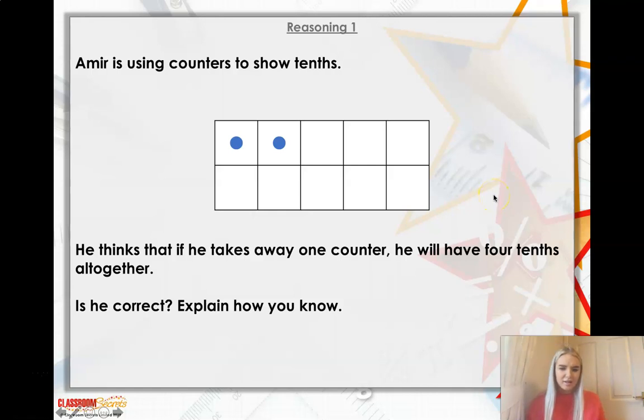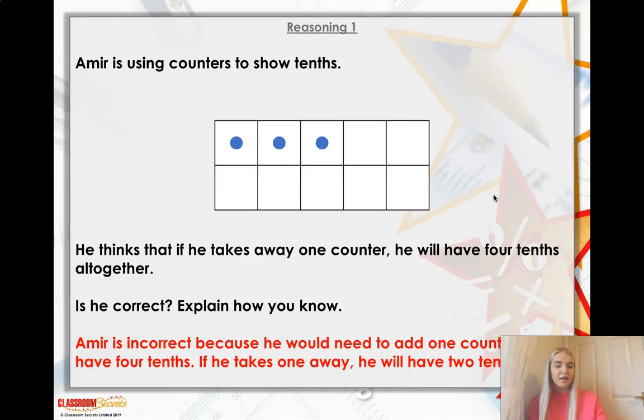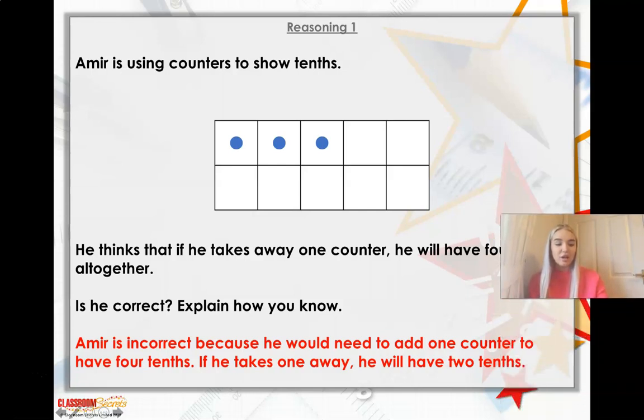So is he correct? I can see lots of you shaking your head. He's not correct, but we need to explain why. So he is incorrect, but why? Well, he's incorrect because what he needs to do is actually add another counter on here, because that would mean he'd have 4/10, wouldn't he? He'd have 4 counters, 10 altogether, so he'd have 4/10. And we know that if he takes one counter away, he will have 2/10, not 4/10.